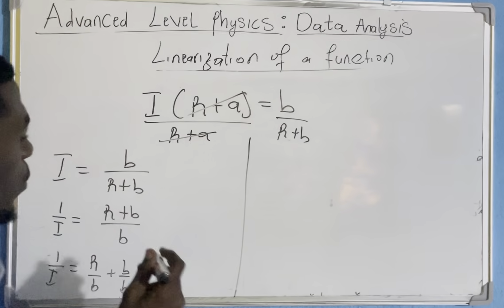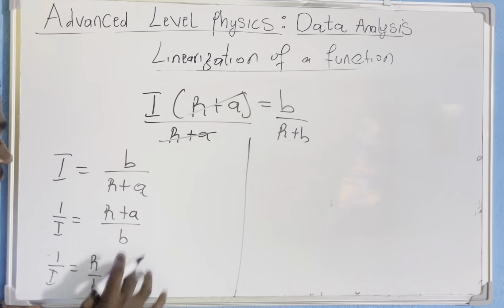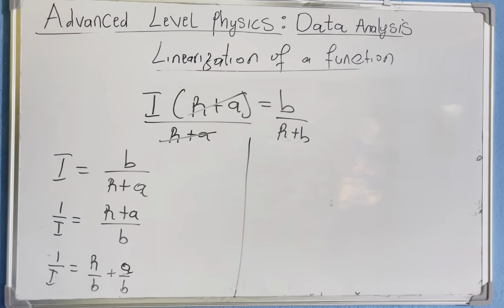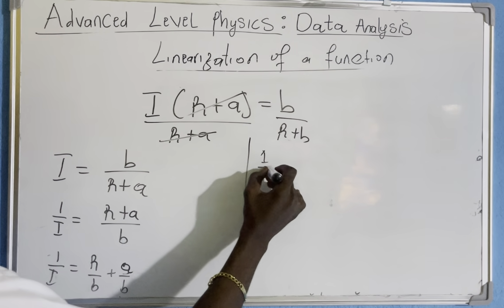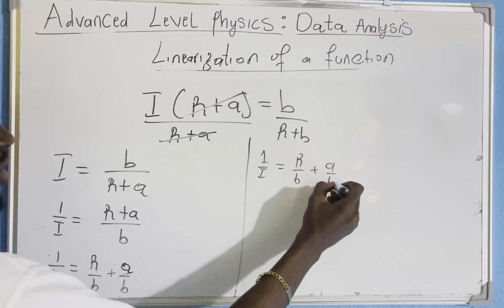Pardon, it is A. Here it is A, making here to be A. Now, I will have 1 all over I equals R all over B plus A all over B.